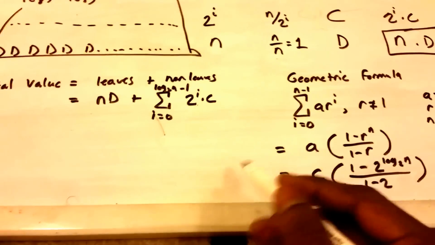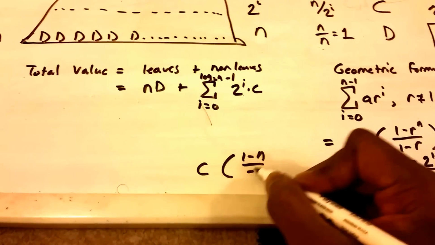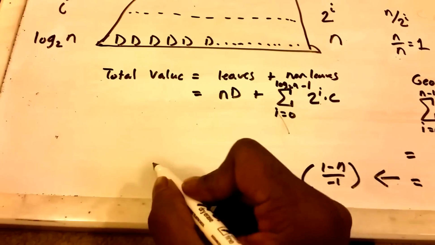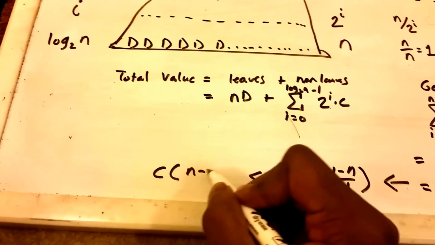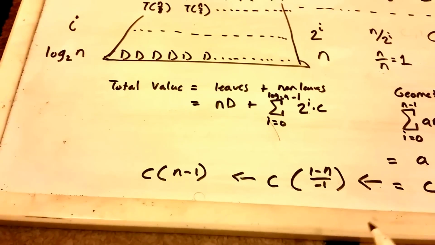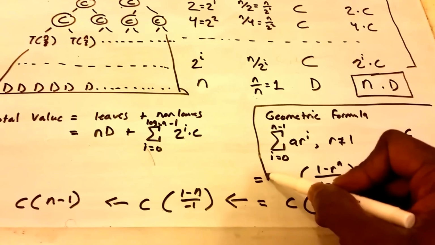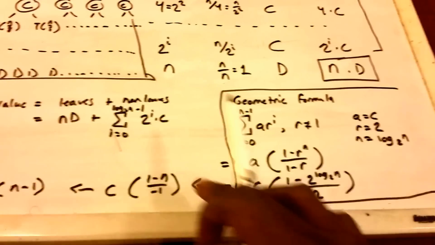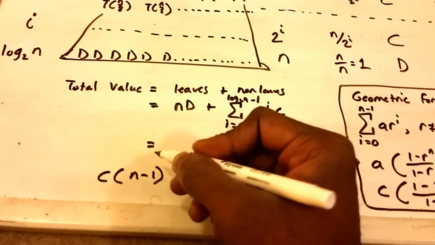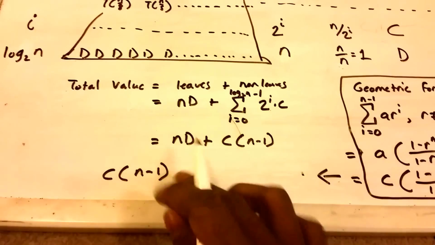And I'm going to simplify that over here. So we get c times 1 minus n over negative 1. And this, of course, can be simplified even further as c times n minus 1. I hope I'm doing that correctly. Yes, okay. So that's our geometric formula here. And we're going to rewrite this up here now. So the total value equals n times d plus c times n minus 1.